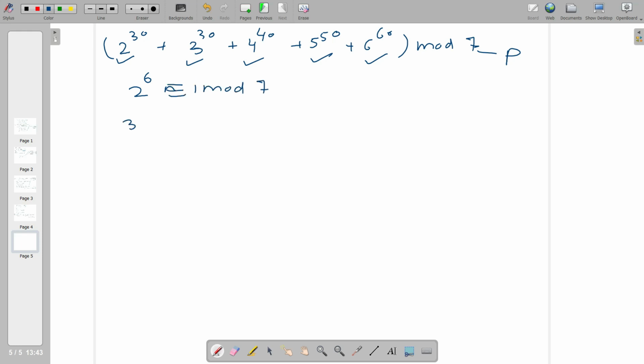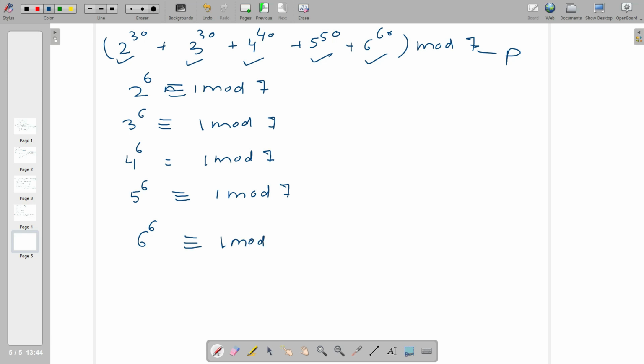3 to the power 6 is congruent to 1 mod 7. Then 4 to the power 6 is congruent to 1 mod 7. Then 5 to the power 6 is congruent to 1 mod 7. And in the last, 6 to the power 6 is also congruent to 1 mod 7. So we will try to find out this.